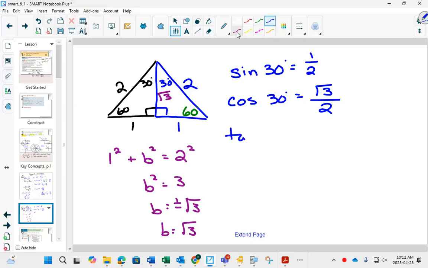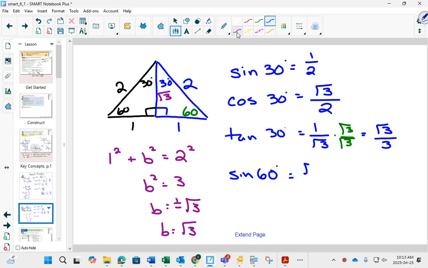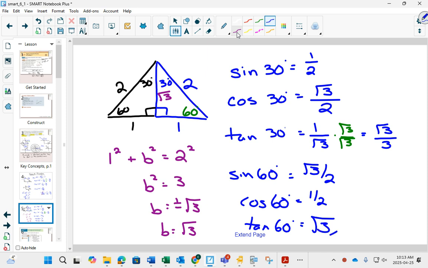And finally, tan of 30 degrees. Opposite, 1. Adjacent, root 3. Can we have a root 3 on the bottom? No, so we have to multiply top and bottom by root 3 and root 3, and we would get root 3 over 3. And we can do the same thing really quickly with 60 degrees. I can write this over 1 if you wanted, or you can just write it as root 3.